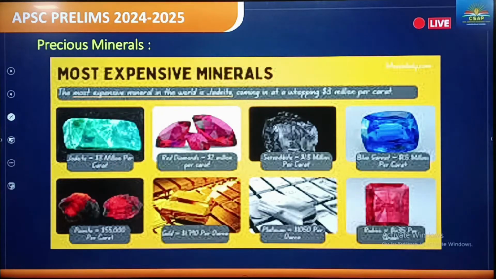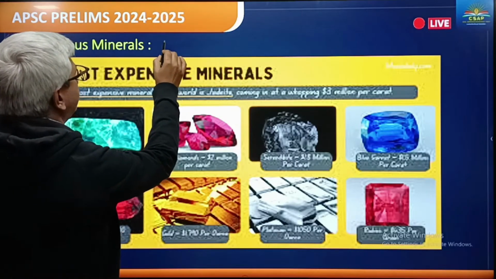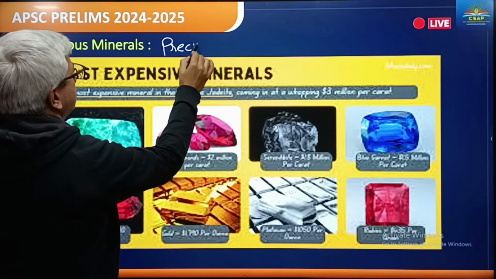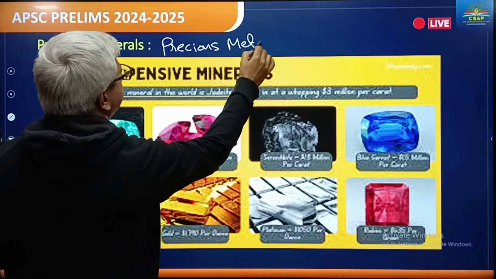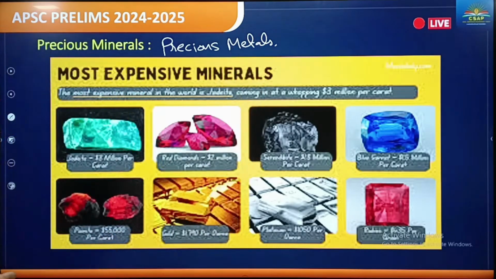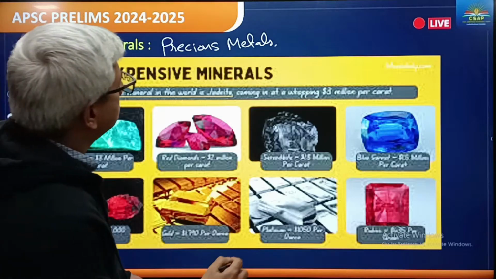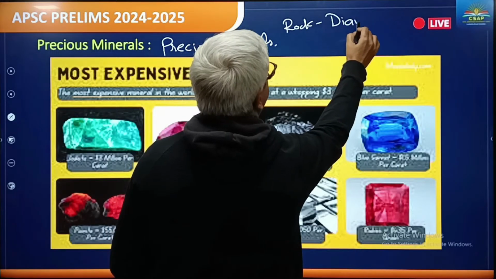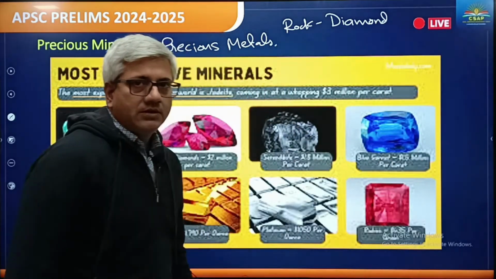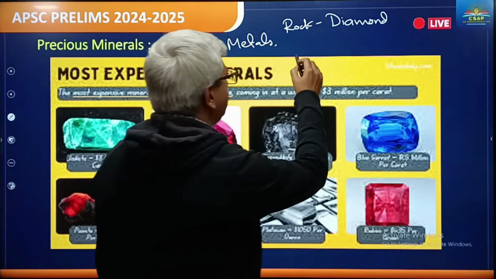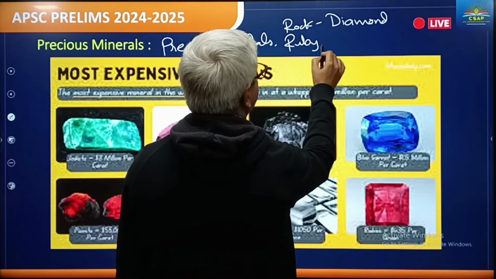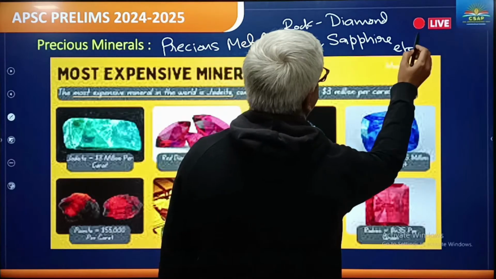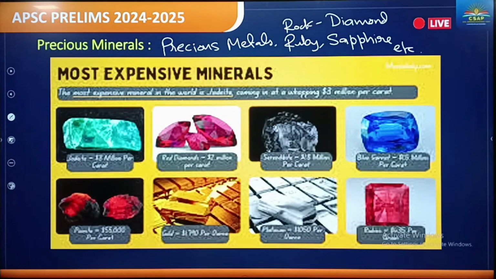Then we come to precious minerals. These may include precious metals, or even non-metals or rocks. For example, diamond is not a metal, it is a rock, a stone. Then there are gemstones, ruby, sapphire, and so on. These are what we call precious stones.